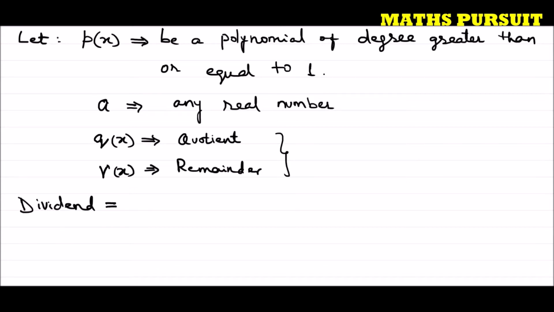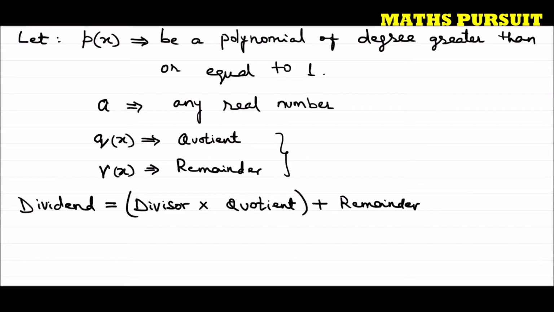this formula. We very well know dividend is equal to divisor into quotient plus remainder. This is the most important formula that we know. If we divide a number by another number, this is how we can check our answer. Divisor into quotient plus remainder. Now let us put these things in as per the theorem.